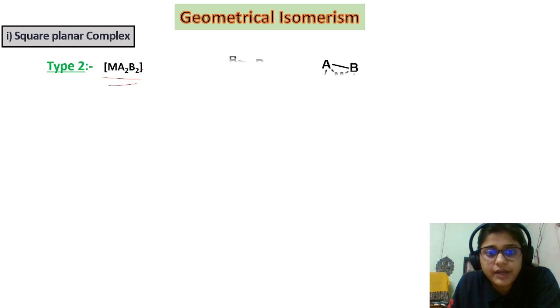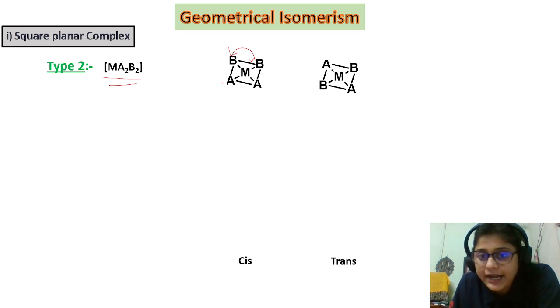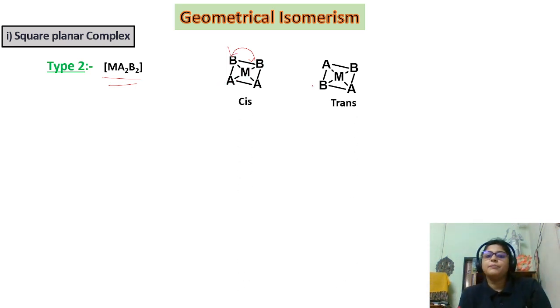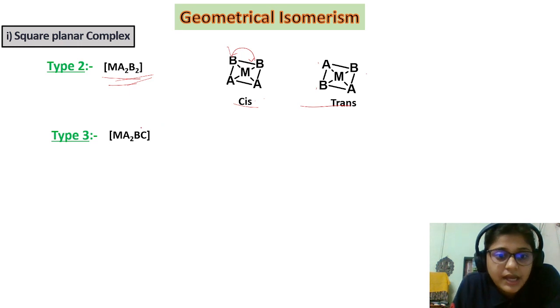This is different. So these two will be possible, where these two B are cis to each other and all the B are trans to A, and another one is the B are trans to each other and A are trans to each other. These two are different, you can see, right? So when you are asked how many geometrical isomers are possible for this complex, you will say 2, cis and trans. Type 3, Ma2BC.